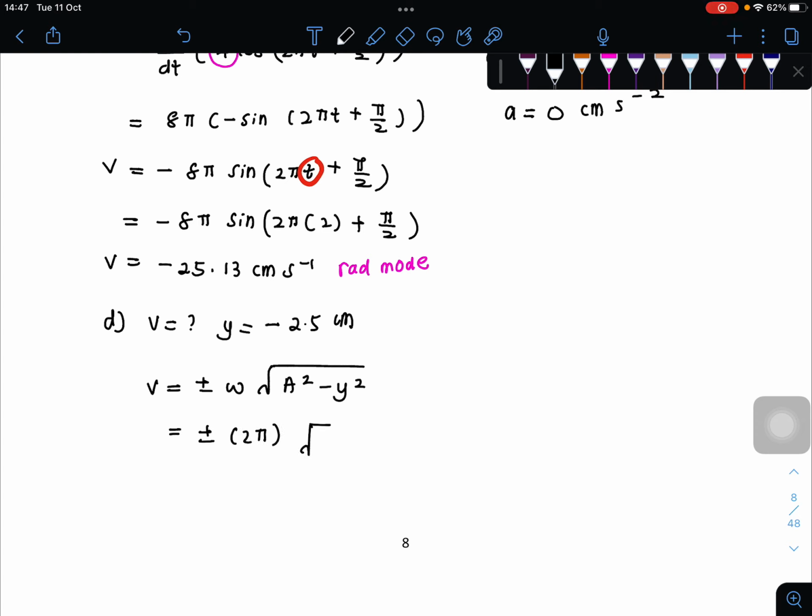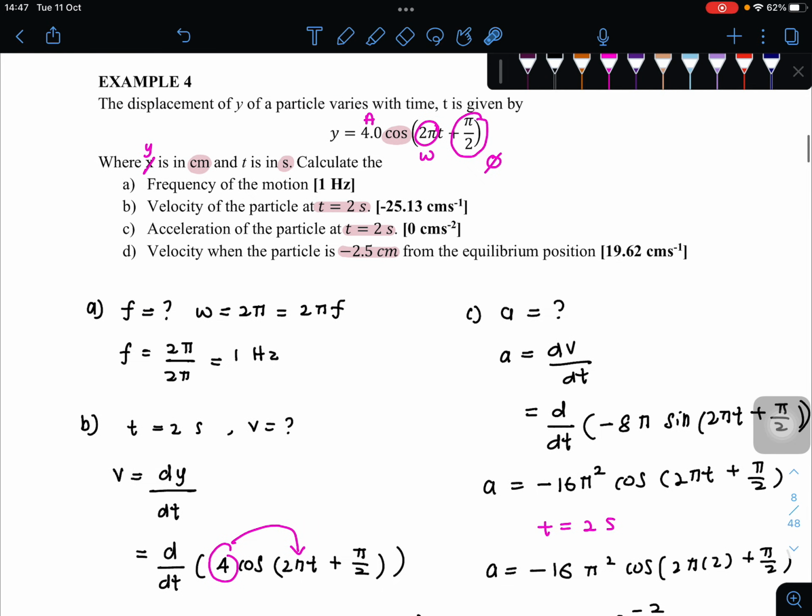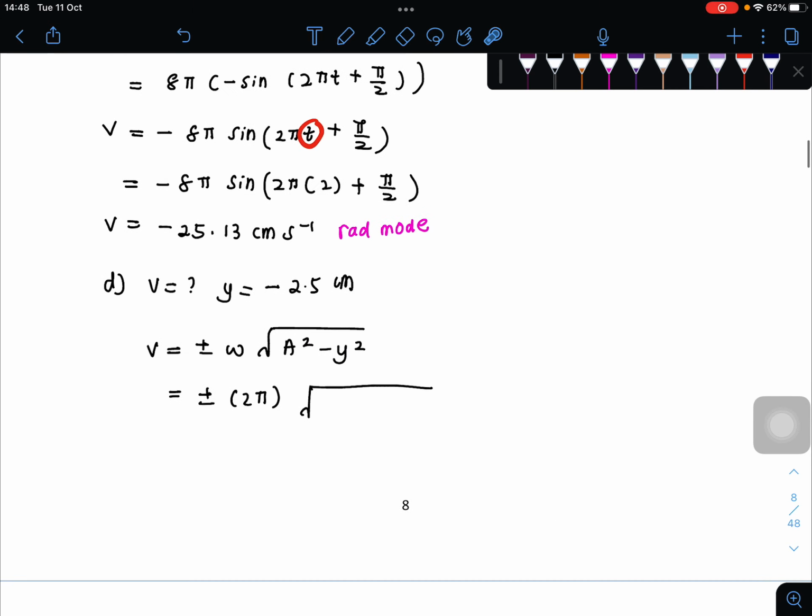So you just substitute all of the value. We have omega is 2 pi daripada sini tadi. Amplitude is 4 cm, minus negative 2.5 square. So dapat V is equal to 19.62 cm per second.